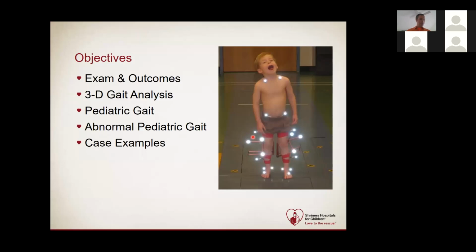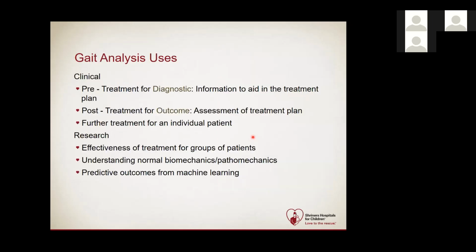So first of all, the objectives of this talk are to kind of go over what we do in the laboratory in terms of the exams that we do, what we do with Gait, in particular pediatric Gait, and give some background about abnormal pediatric Gait, and then go over some case examples, which hopefully might be the most illustrative part of this talk for this particular audience. We'll try to keep the technical stuff to a minimum.